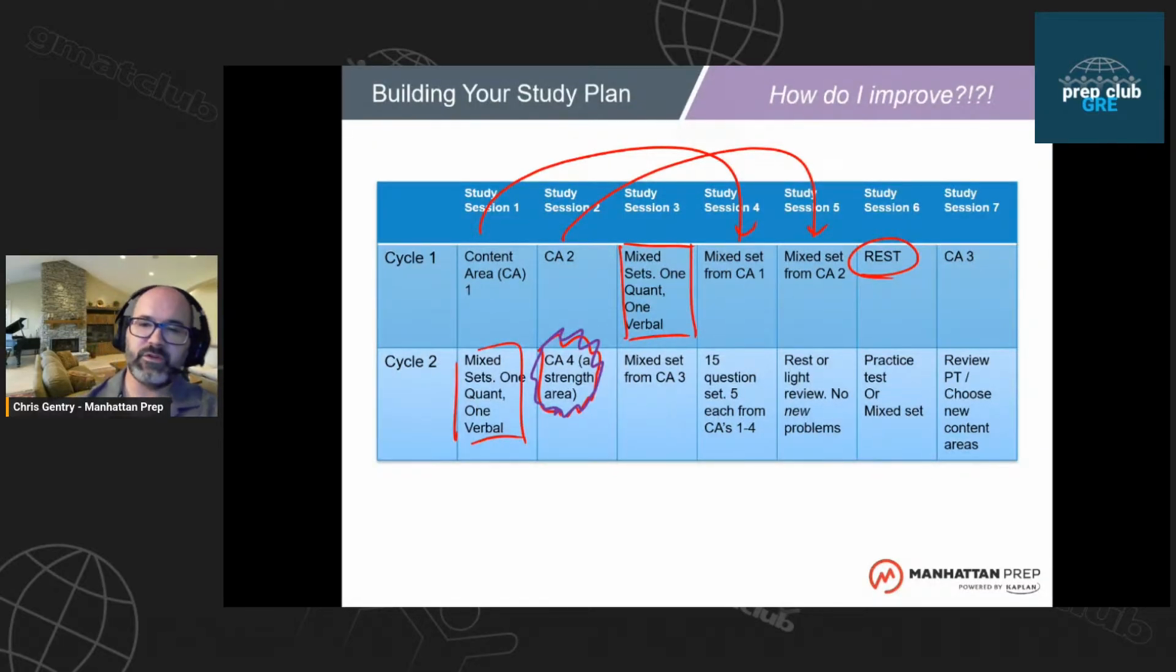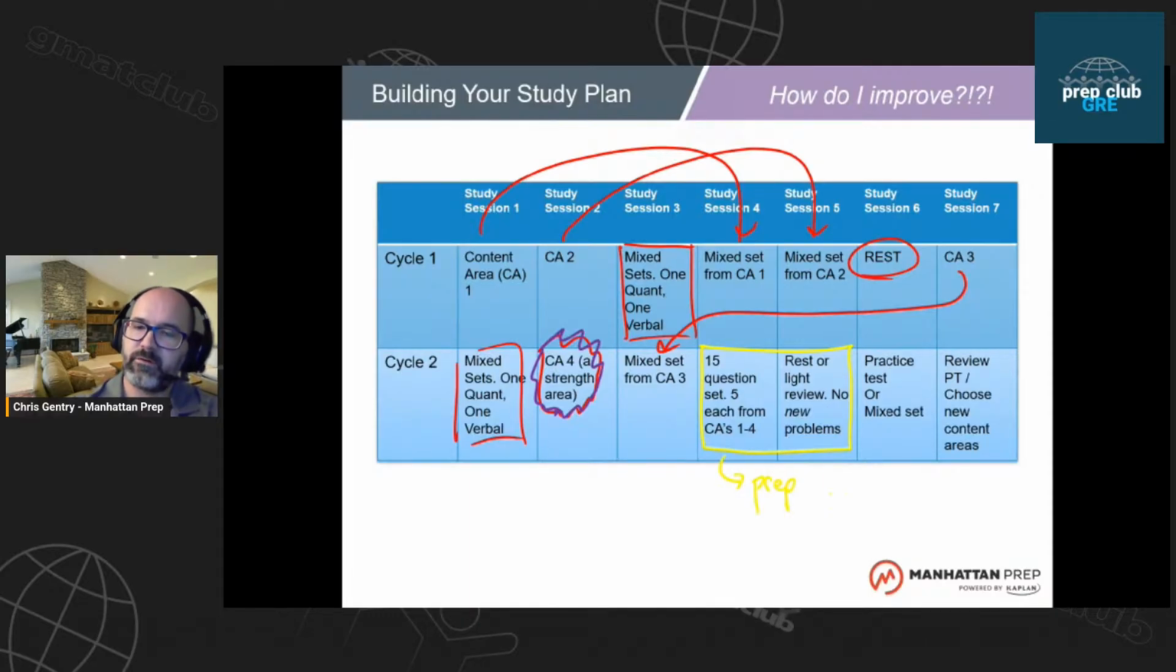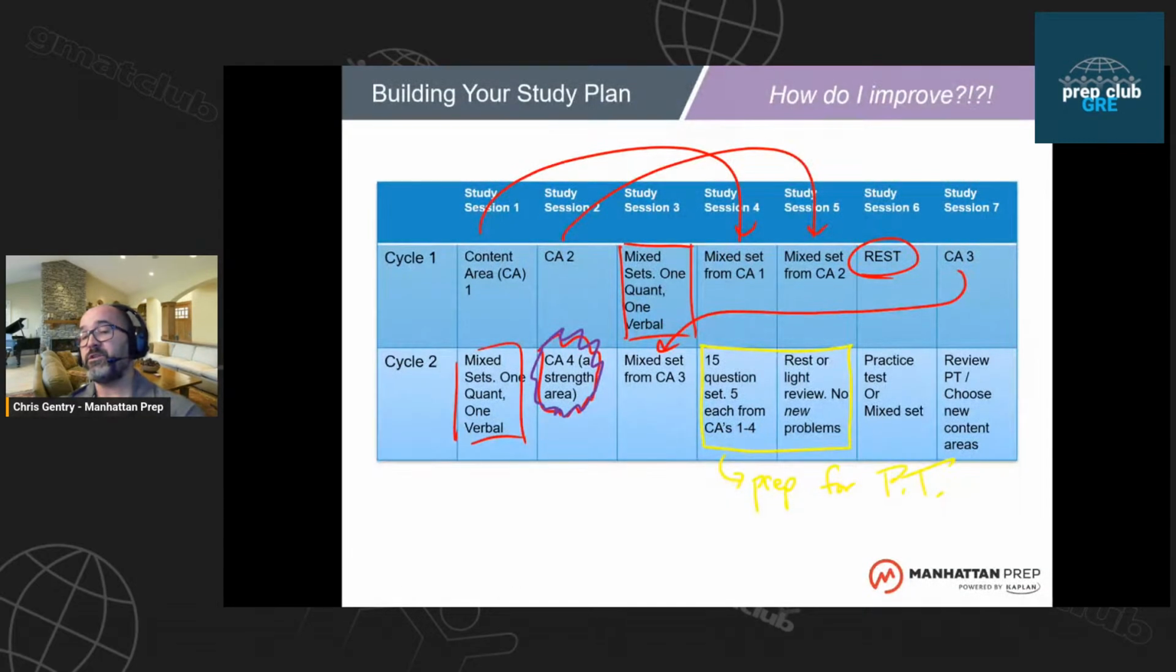Again, a delay between when you see content areas and when you see a mixed review of it. So you're seeing that carry over here again. And then you see this is where it varies a little bit depending on where you are in your time frame. This is all about preparation for your new practice test. Now, depending on your time frame, that next study session might just be a mixed set, which is meant to be sort of like a short version of a practice test, in which case you recreate study session 3 where you mix sets, one quant, one verbal.